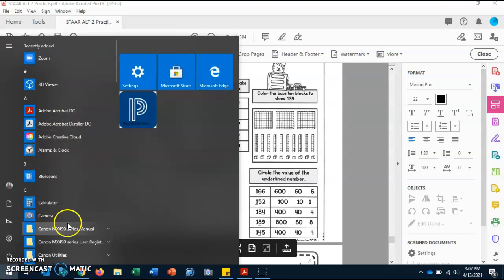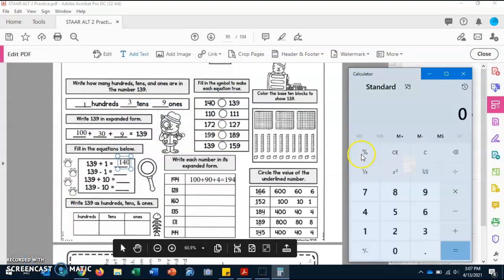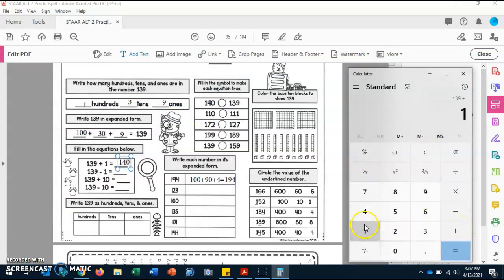So if you were to get the calculator and you were to put 139 plus 1, it gives you 140. And that is what you're going to do for the rest. Make sure you pay attention to what they're asking. Some are asking you to subtract, others are asking to add.